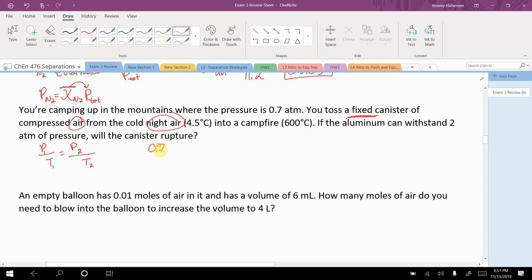So P1 is 0.7, right? Or we're just going to say it's 0.7. It's a compressed gas can, but whatever. It's 0.7. The temperature is, let's see, 277.5. Yeah? Okay, and then I drop it in. I got a new pressure, and the temperature is now 873. Okay, so then I solve for my second pressure. I got P2 equals 2.202 atmospheres.